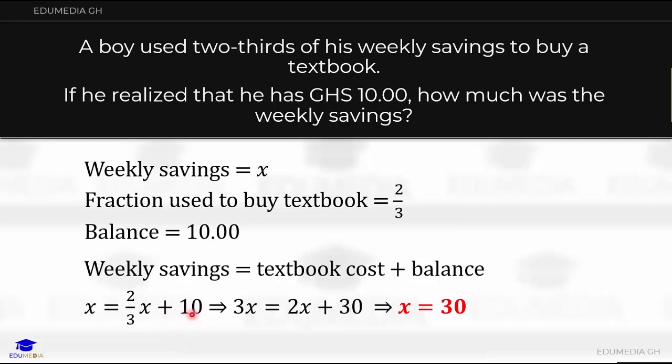Now multiplying through by 3, we have 3x equals 2x plus 30. Moving the 2x to this side, we have x equals 30. Therefore, the boy's weekly savings is 30 cedis.